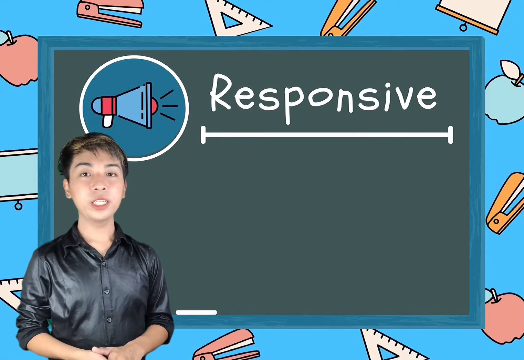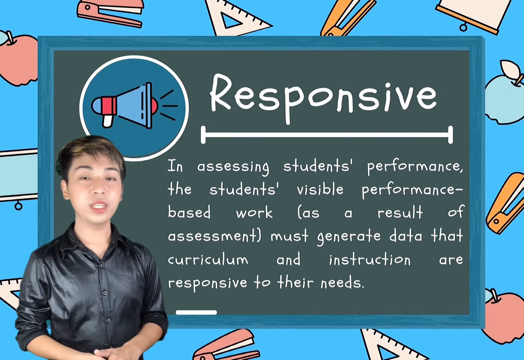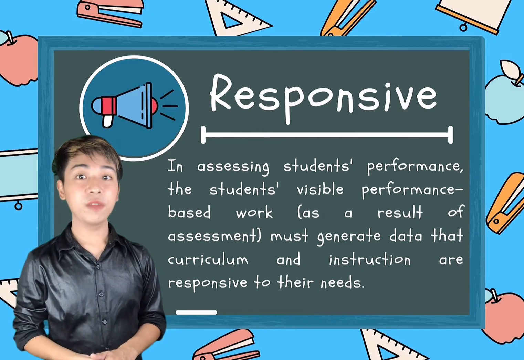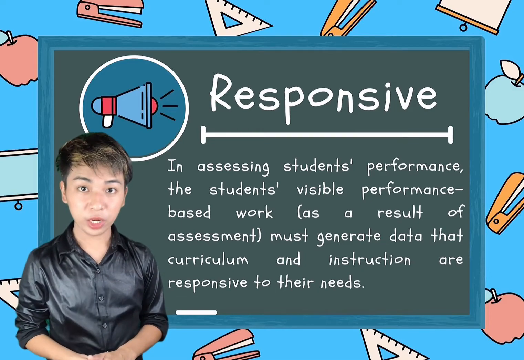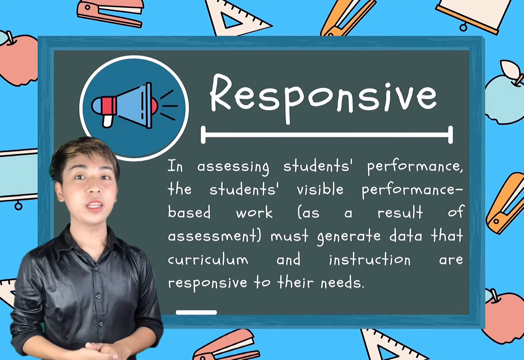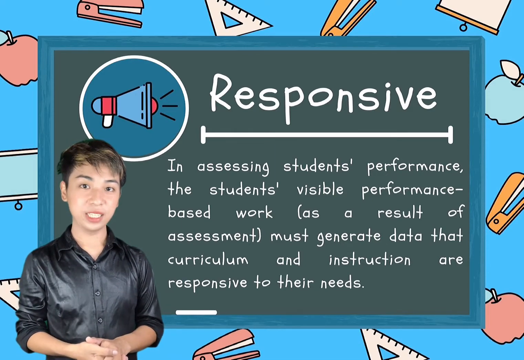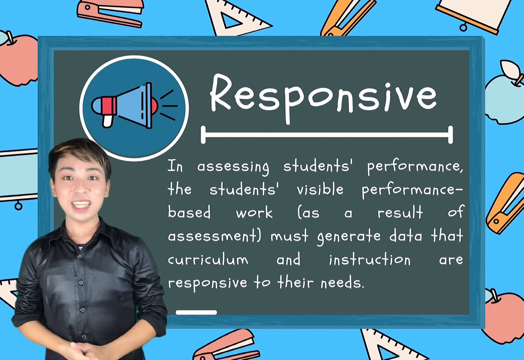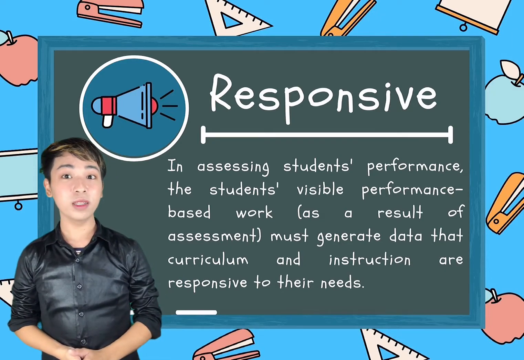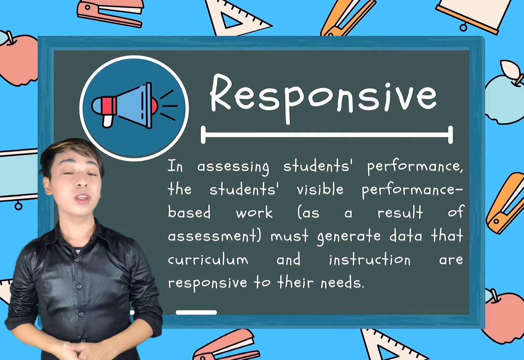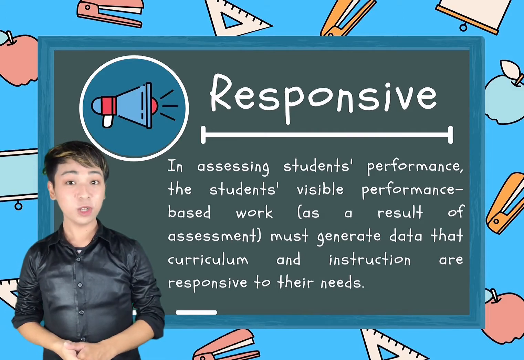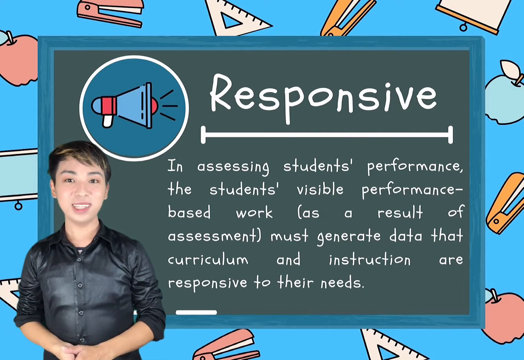Number 1, responsive. In assessing students' performance, the students' visible performance-based work must generate data that curriculum and instruction are responsive to their needs. Meaning, the assessed result of the student's performance should respond to the betterment of the curriculum and instruction to better provide the student's needs.